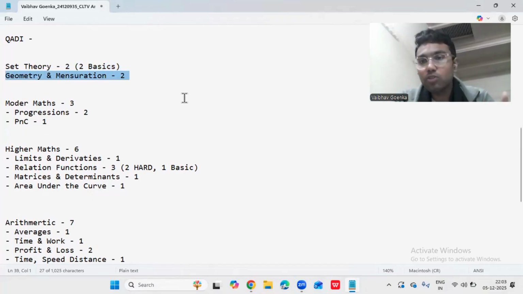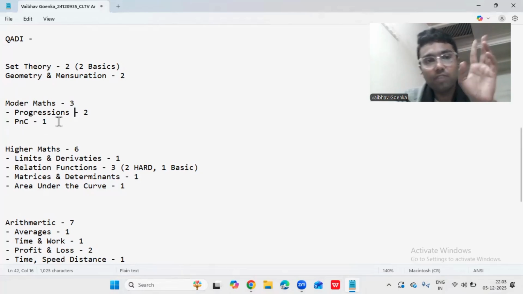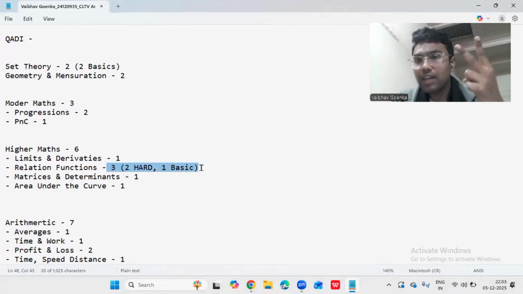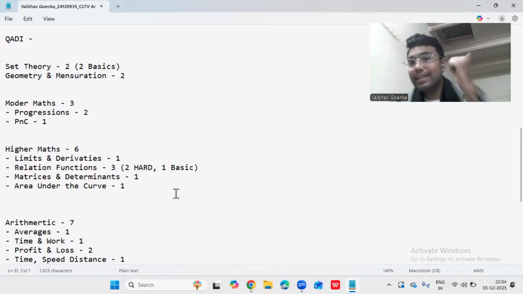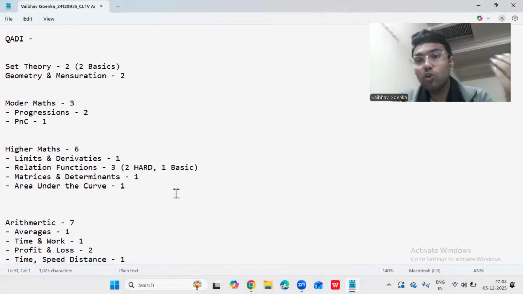Then there were two geometry mensuration questions and three questions from modern maths, that is two from progressions and one from PMC. There were six higher mathematics questions, one from limits and derivatives, three from relations and functions. In relations and functions, two questions were hard and one was a basic question. Matrices ka there was one question. Area under the curve ka ek question. So overall integration and differentiation nahi mila hai. We don't know what will happen in the exam, chances are quite low that integration and differentiation will come.